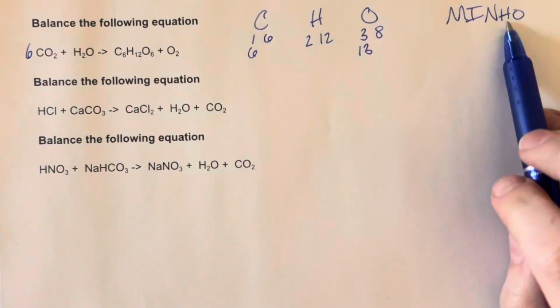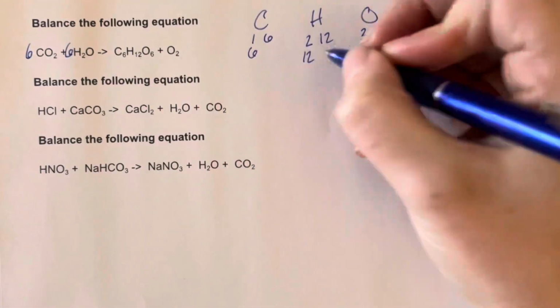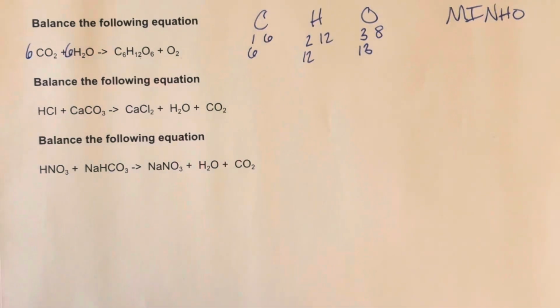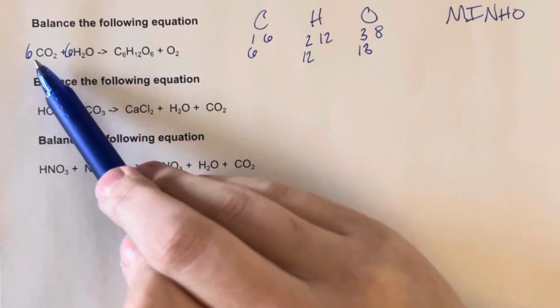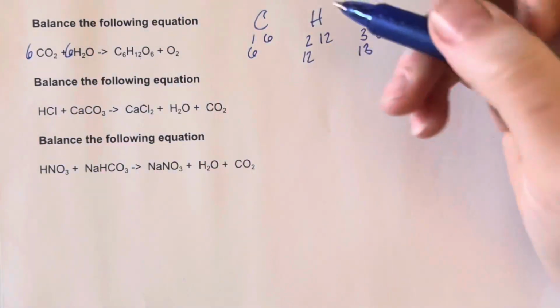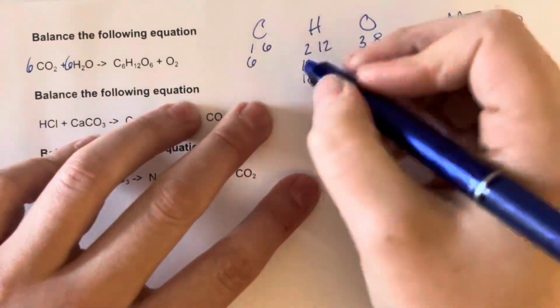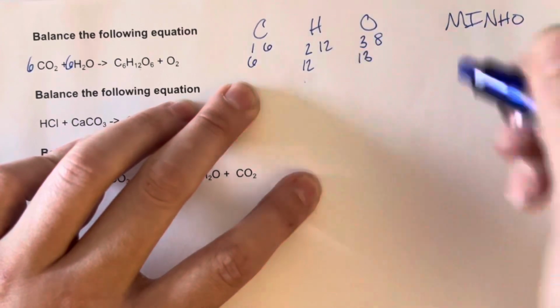Then continuing on with Minho, it is hydrogen next. I have 2, I want 12, so I'm going to go ahead and multiply by 6. That would get me up to 12. But it's not only going to affect my hydrogen, it's also going to affect my oxygen count. So I had 12 from here and now 6 from here. So 12 plus 6 is going to get me to 18. Oops, sorry, not hydrogens, 18 oxygens.